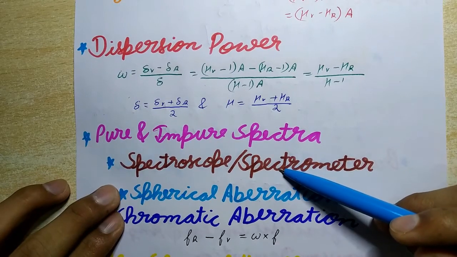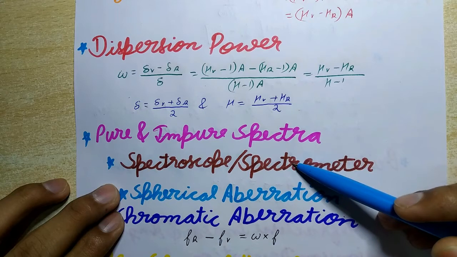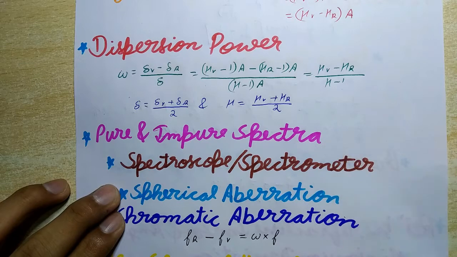Now next is spectroscope or spectrometer. It is an optical device used for producing and studying the spectrum of various light sources. It consists of three main parts: collimator, prism table and telescope.